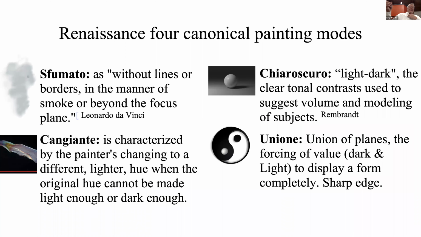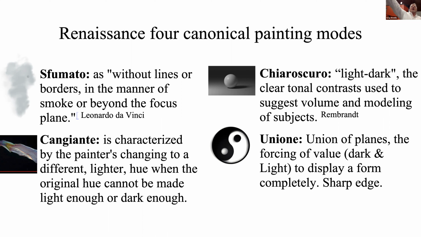So Da Vinci is kind of the inventor of this sfumato, and his definition is without lines, borders, in the manner of smoke. So when you look at the edge of a shoulder, you won't see a line. It just kind of blends into whatever is in front or behind them.